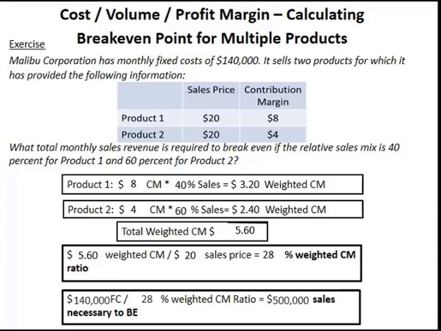Now we're going to take our fixed cost and divide it by our weighted contribution margin ratio. So our total fixed costs in this case are $140,000. We divide it by the weighted contribution margin ratio we calculated in the previous step, and what we're going to see is we will have to have combined sales of $500,000 in that 40 and 60 ratio. We'd need $500,000 in that ratio to break even.